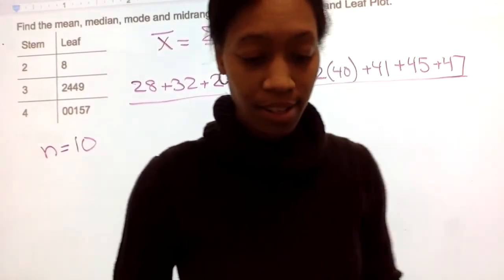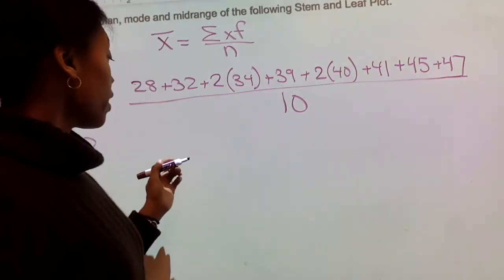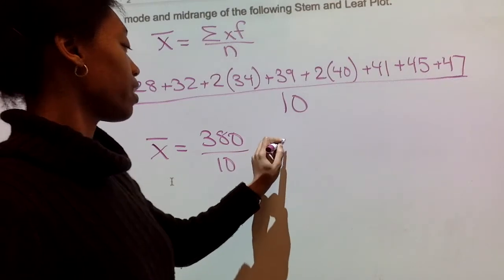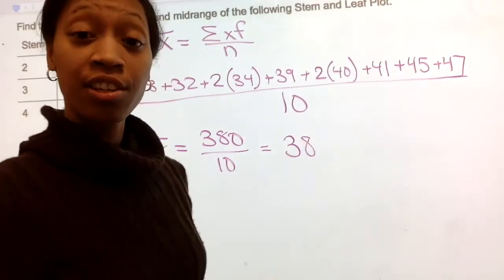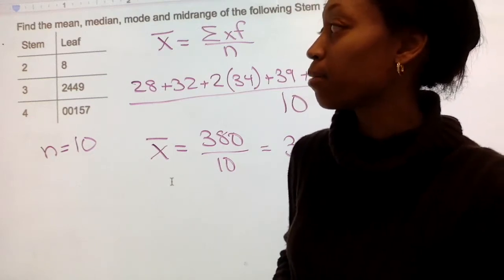So what does that give us? That gives us 380 divided by 10, which means our average is 38. So now let's find the median.